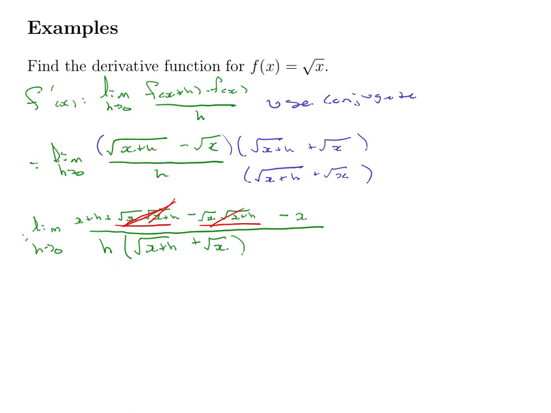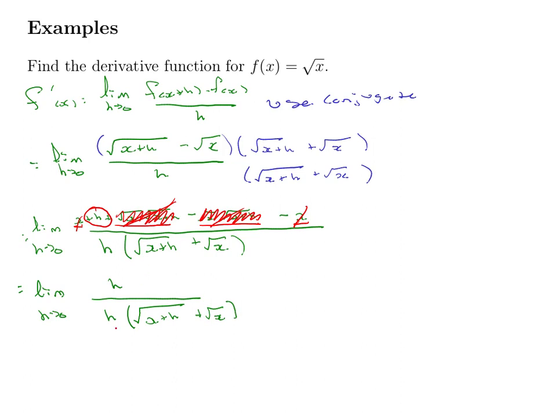All right, so now these things are gone. Maybe I'll just scratch them out fully so they don't distract us. Notice that we also have x minus x. Those things are going to be gone. We're just left with h. So let me write it out one more time. Limit as h goes to 0 of h over h times these two square roots added together. But now you can see we've got these nice factors that we can cancel out. So we're really left with the limit of 1 over all this stuff.